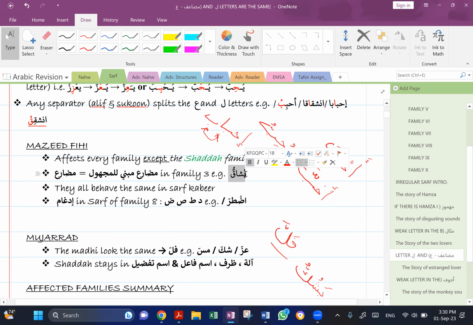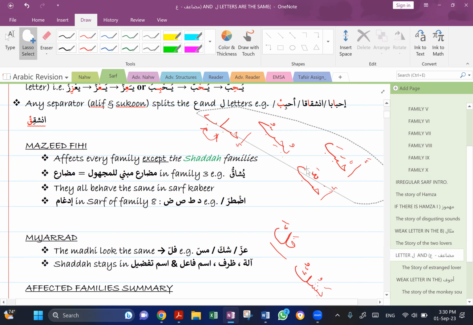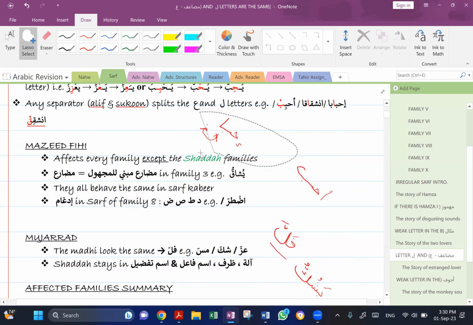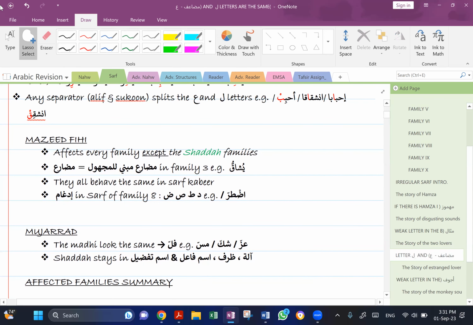They're all going to sound like this: yushaqu. How did that happen? Let's take a look at how that happened. So let me clear some of this stuff up, then I can explain to you. So you have sheen, qaf, and qaf. These are our root letters, right? We're putting it in the jahada family. So the madi was supposed to be shaqaqa, right? Like jahada. But then we said, this is too close, we don't like it. So it became shaqqa.